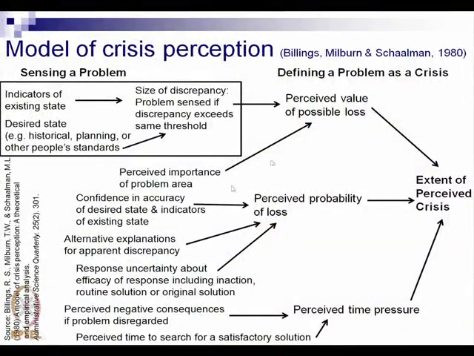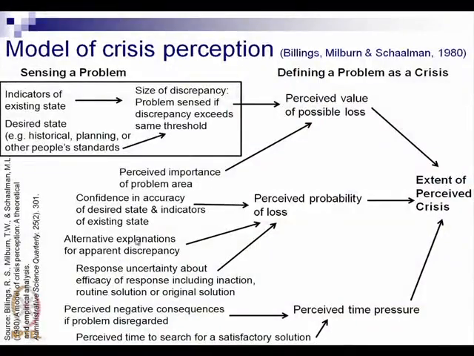Okay, that then leads to confidence in accuracy of desired state and indicators of existing state. So, I feel I should be getting this much, but how confident am I? If I'm really confident, then that leads to my belief that yes, there has actually been a loss. It's not something that I'm thinking about in the air. There has actually been a loss. Alternative explanations for apparent discrepancy: again, I don't have what I should have had because of these reasons.